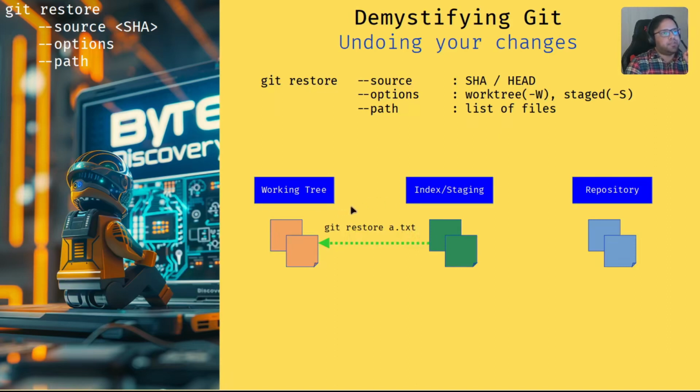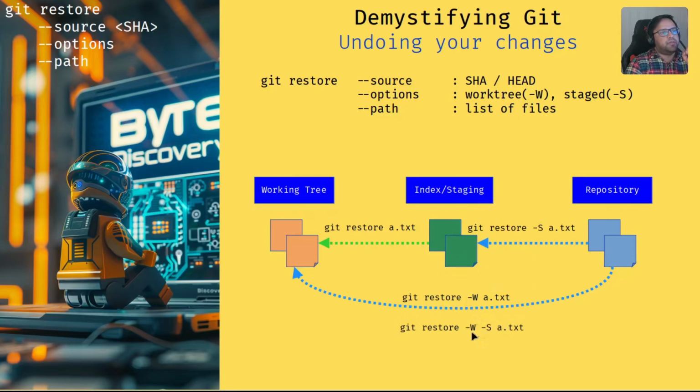The second option that we have is to restore the index or the staging area from the commit. And that we can do by providing an option called -s with the file name. And here git restore -s a.txt will restore the staging area from the head. We can also restore the working area by providing a -w flag. Or if we want to restore both staging and the working area, we can provide both -w and -s flags. Let's see this in action.